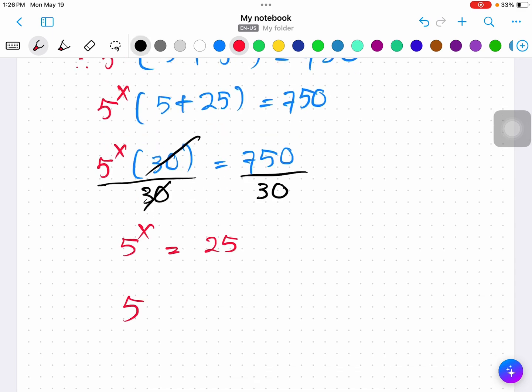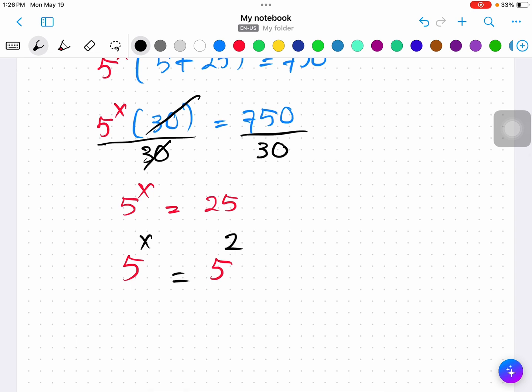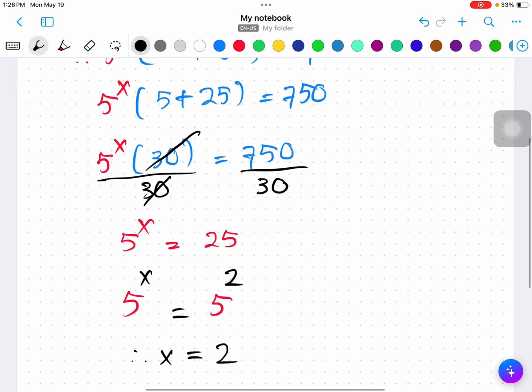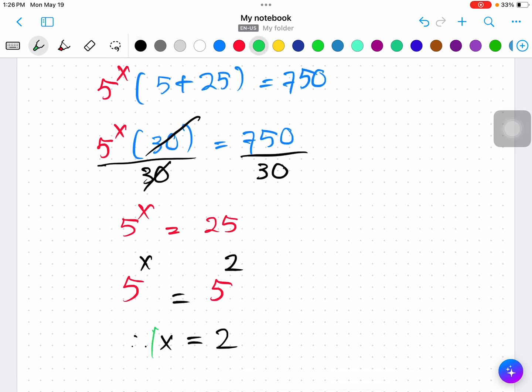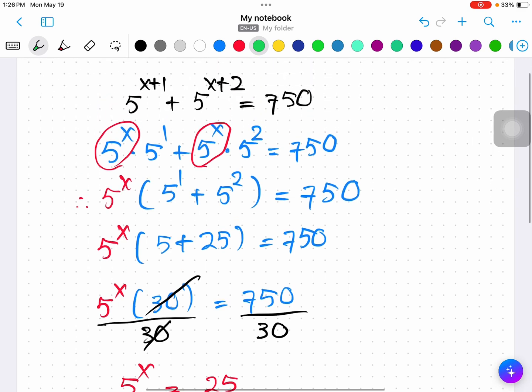5 raised to x is equal to 5 raised to 2. If the bases are the same, then the exponents are equal, so x is equal to 2. x is equal to 2 is the solution of the given exponential equation.